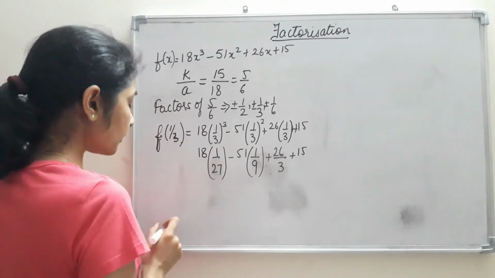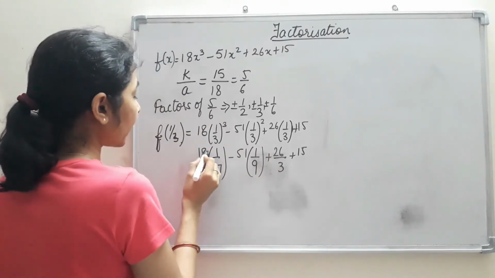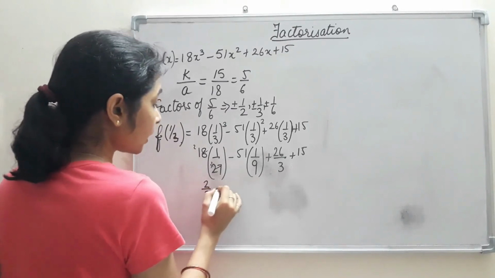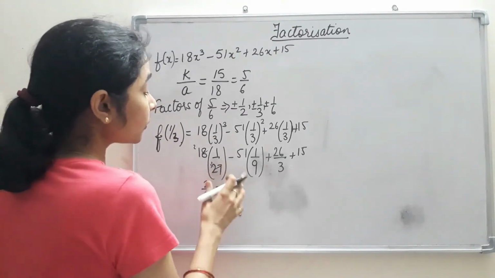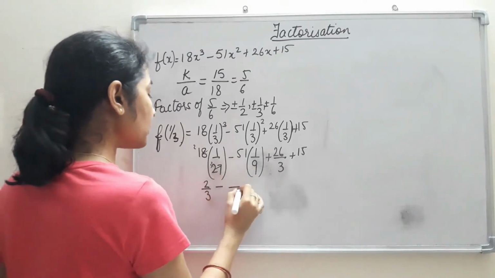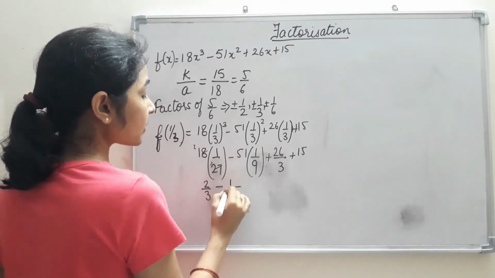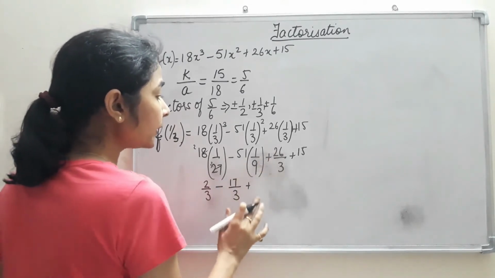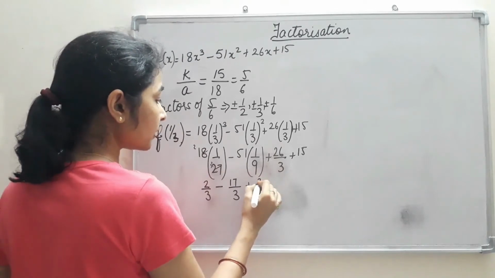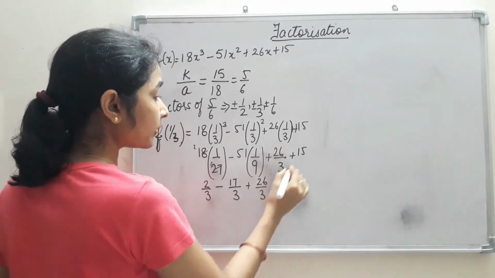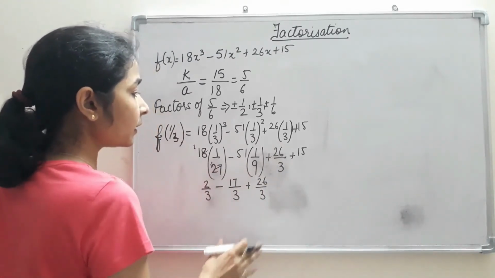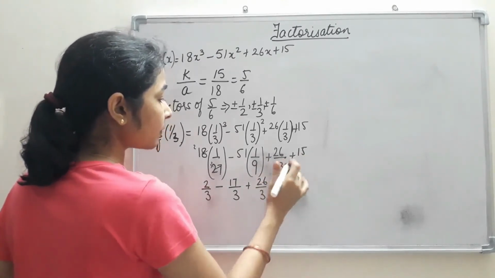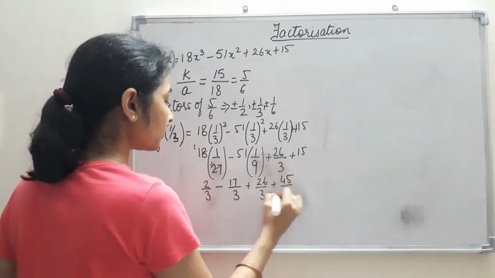Now is there anything to cancel? Yes, 9 2s are 18 and 9 3s are 27. So I get here 2 upon 3 minus. Now 51, we can divide it by 3. 3 3s are 9 and 3 1s are 3, so 17 upon 3 we have got, plus 26 upon 3. 26 upon 3 is not divisible, let it be as it is. And here if we take the LCM, then we will need to multiply this 15 by 3, so we will do it here itself. So plus, if we multiply 3 here, we get 45 upon 3.